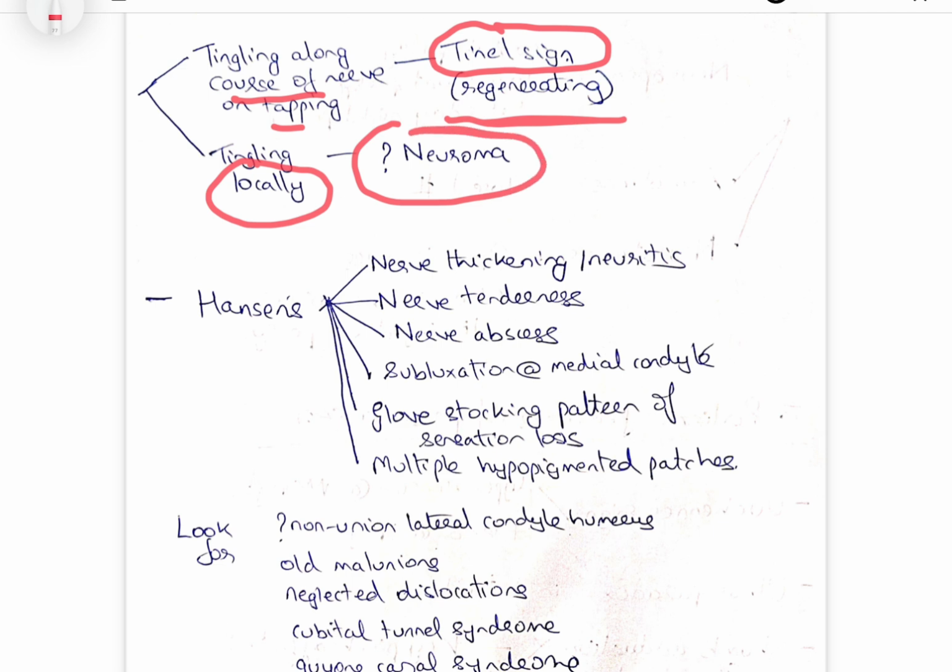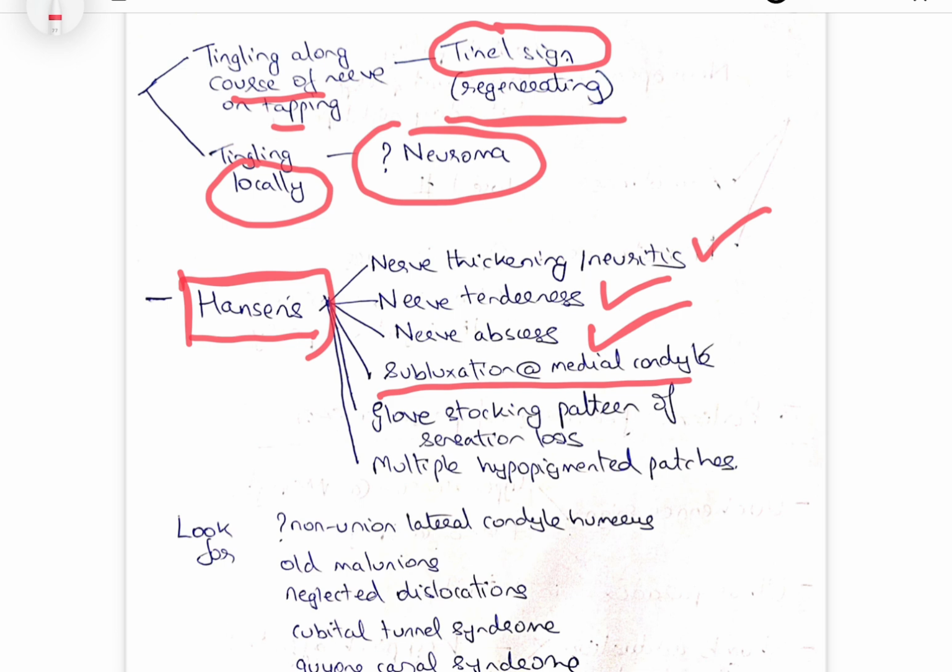Now, the most common infective cause of ulnar claw hand is Hansen's disease. So what are the common stigmata? What are the characteristic signs and findings in the case of Hansen's disease? There could be nerve thickening or neuritis, nerve tenderness, or nerve abscess. One of the classical things is subluxation of the ulnar nerve at the medial condyle, a glove and stocking type of pattern of sensation loss, and multiple hypopigmented patches. Usually the patient has a history of taking some drugs for a skin condition.